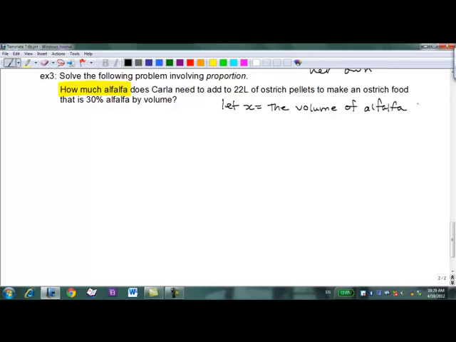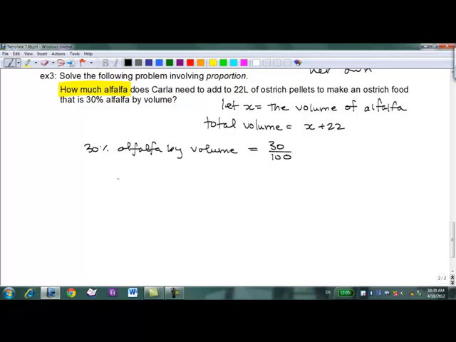It's just funny to say the word alfalfa. Then the total volume of this mix is the amount of alfalfa we added plus the 22 liters of just the straight ostrich pellets. So we have a total volume of x plus 22. We have the volume of alfalfa as being x. So what do we want? We want 30% alfalfa by volume. That means it's 30 over 100.